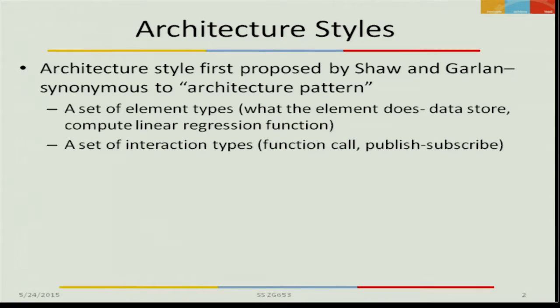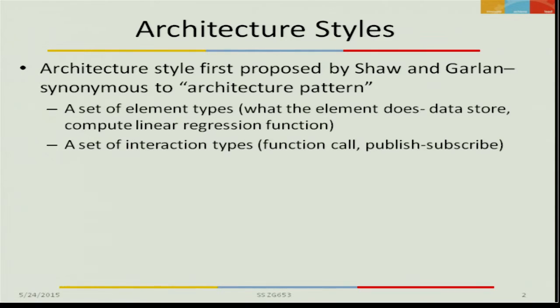Then a set of interaction types. If you treat these elements as boxes, then interactions become lines. So a set of interaction types means how these elements are interacting with each other. If you are drawing a line between two elements, then that indicates an interaction. You have to describe what kind of interaction it is. Is it a data flow? Is it a call graph? If it is a call, then what kind of call is it?